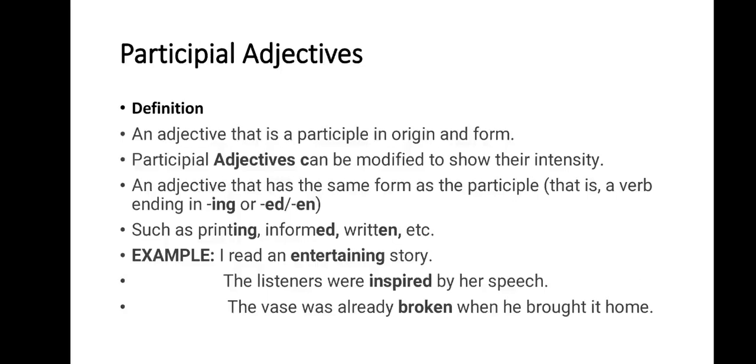Fine. Now the last example: the vase is already broken when he brought it home. The vase is already broken. So the word broken is the participial adjective here. Can you see the en form of the word break? Break plus en makes it broken. It is a participle form of the word. Understood, children?